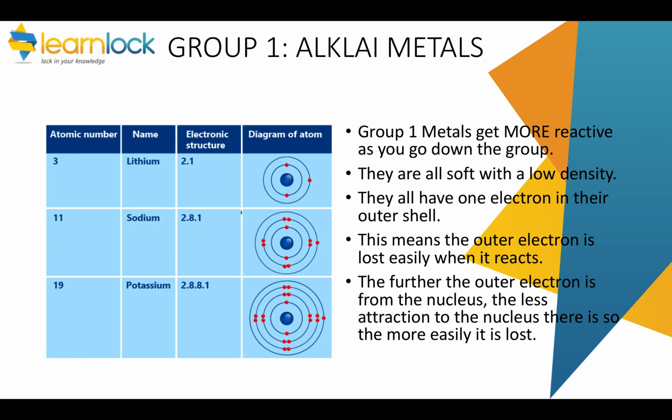So why do they get more reactive as you go down the group? Well, the further you go down the group, the bigger the atom, and the further the outer electron is from the nucleus. Now there is a force of attraction between the negative electron and the positive nucleus. The bigger the atom, the further the outer electron is from the attraction of the nucleus. So there's less attraction, so it's more easily lost and more reactive, which means that potassium is more reactive than lithium.